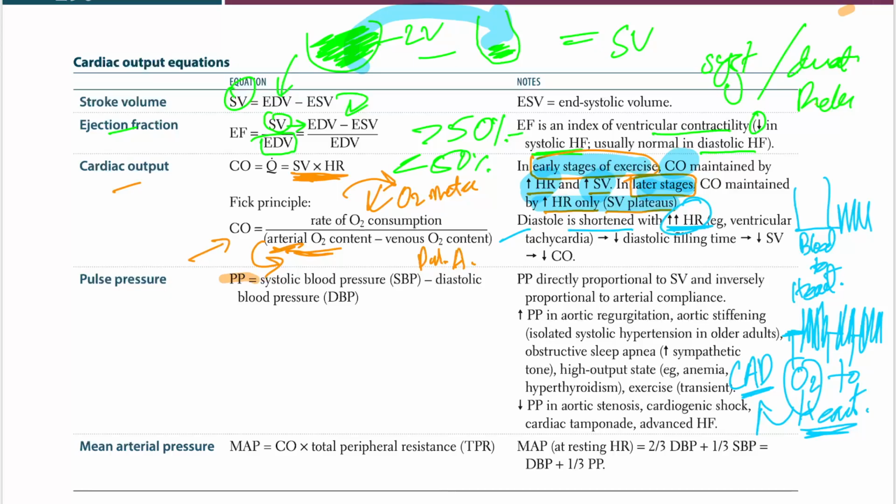So that's very important, very high yield. Diastole is shortened with increase in heart rate, leading to decrease in diastolic filling time, so decrease in stroke volume and decrease in cardiac output.